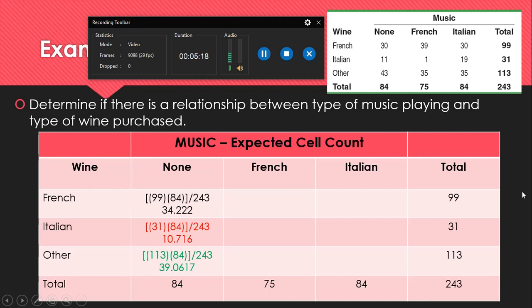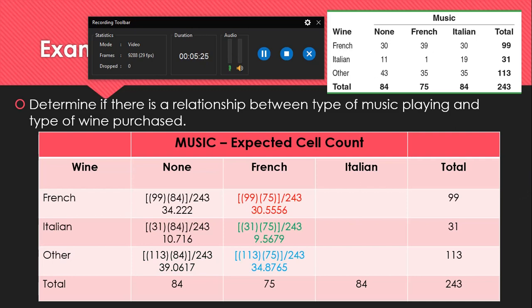We're going to move on to the French music and the types of wine. All three results are going to pop up at the same time. Here we go. So there's your three expected cell counts. And we'll do the same thing with the Italian music, all three expected counts.